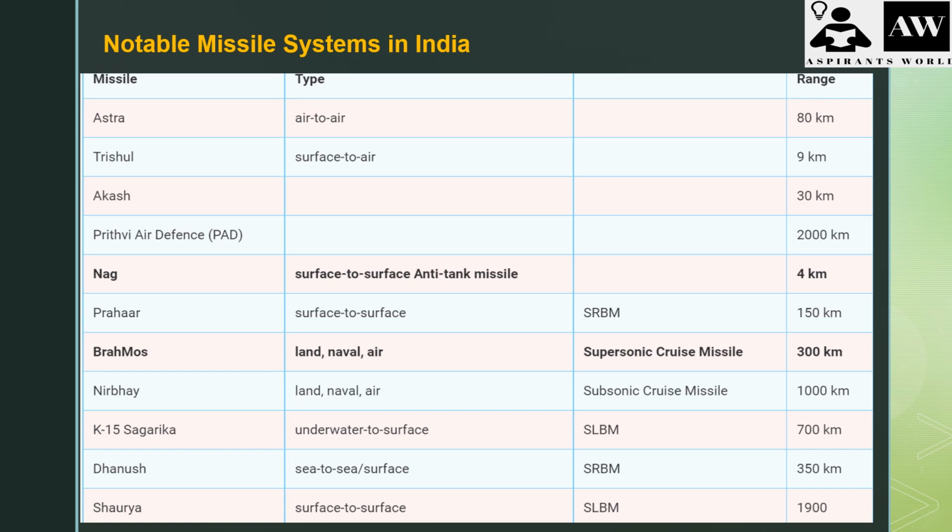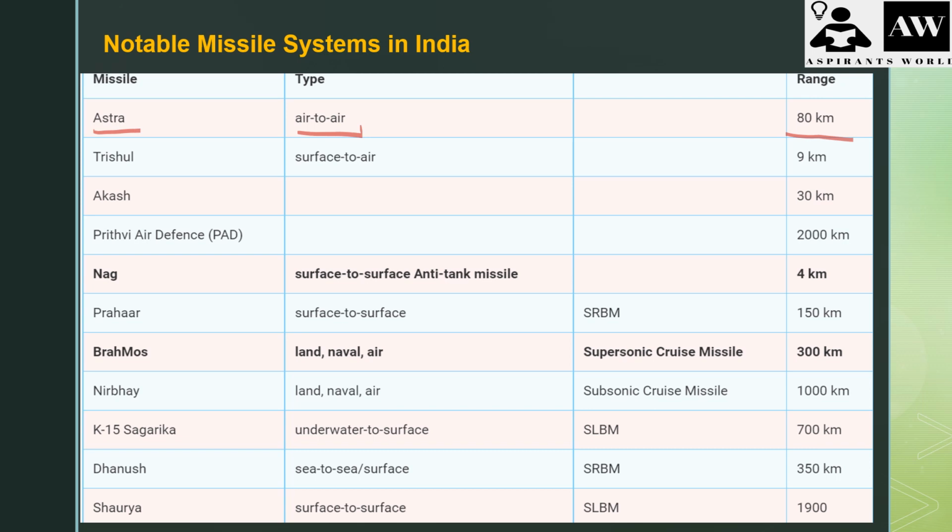And if we see the notable missile systems in India, we have different types of missiles. It is very important to know which type of missile each one is. The first one is the Astra. Astra is basically an air to air missile, and it is very important from the exam point of view to know the type of the missiles. This is an air to air missile, and its range is 80 kilometers. The majority of the papers even ask the range also, so this table must be remembered.